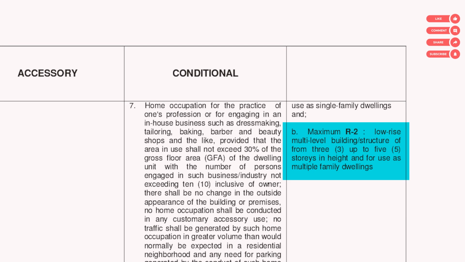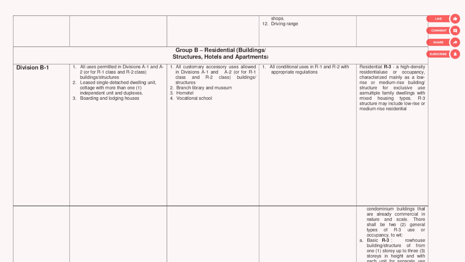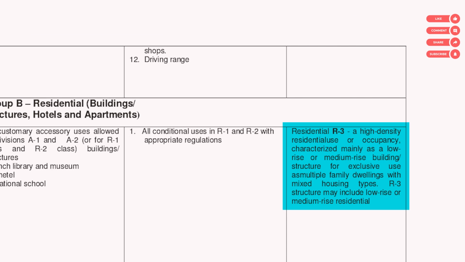Maximum R2, mas dense yung allowable building dito. We now allow a multi-level residential building 3 to 5 floors high. This is much more dense kasi bukod sa dikit-dikit na yung mga bahay dyan, patong-patong pa sila. Multi-level yan. So, this is obviously more dense. We only allow this in maximum R2. Bawal to sa basic. And 5 floors lang. Bawal yung lumampas. Okay? R3 is high density.